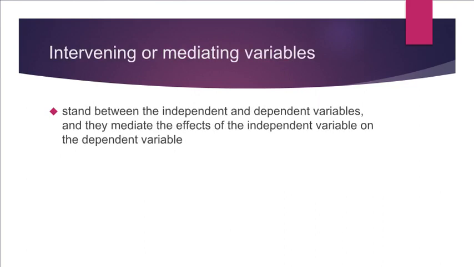Intervening or mediating variables stand between the independent and dependent variables, and they mediate the effects of the independent variable on the dependent variable. For example, if students do well on a research methods test, which is the dependent variable, results may be due to their study preparation, an independent variable, and/or their organization of study ideas into a framework, an intervening variable that influenced their performance on the test. The mediating variable, the organization of study, stands between the independent and dependent variables in the probable causal link.